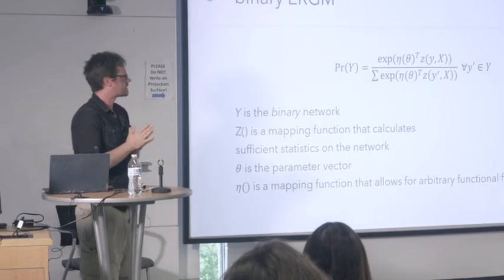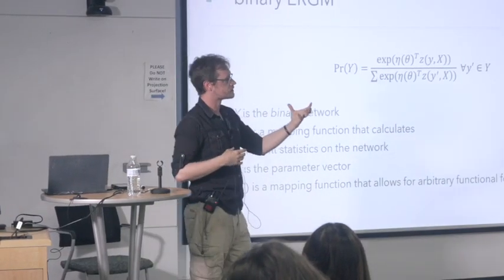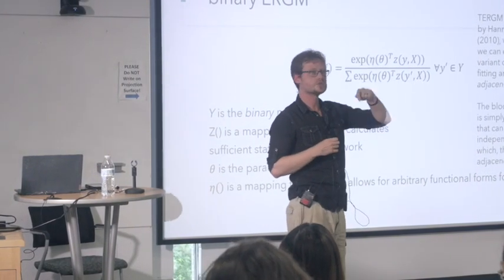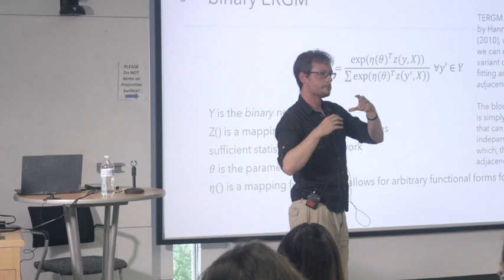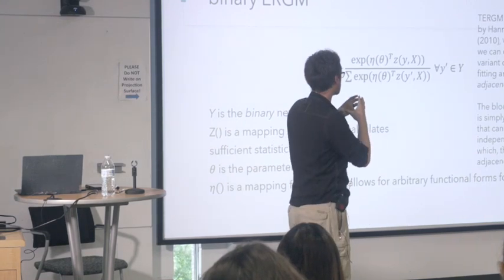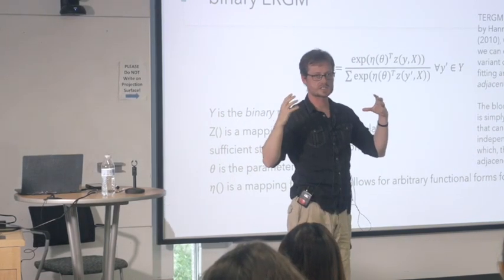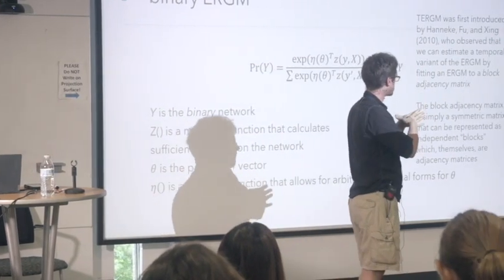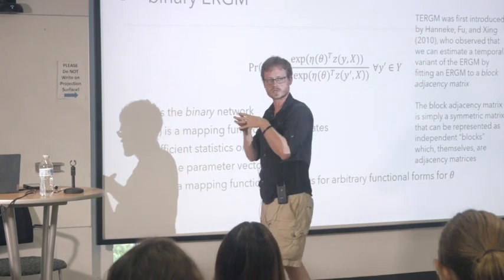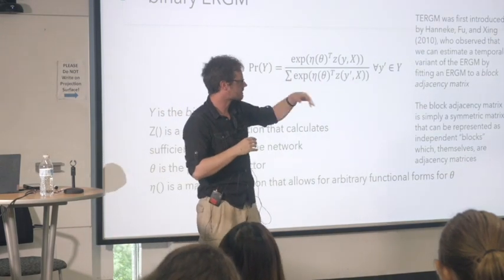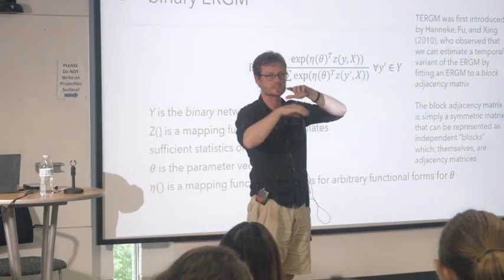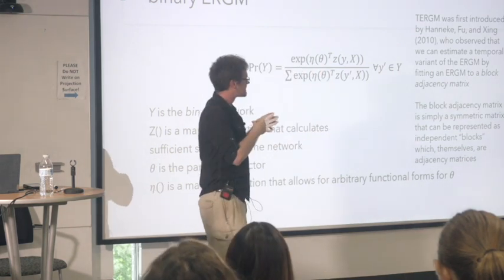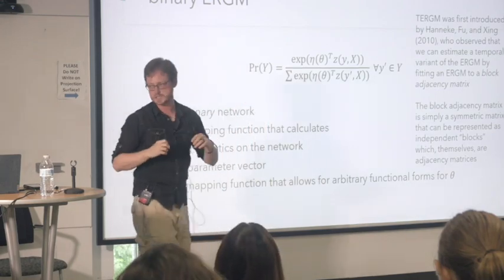When we get to the dynamic case of TERGM, what we're actually going to do is extend this basic framework for cross-sectional data to the longitudinal setting. At its heart, we're just expanding our adjacency matrix. In the world of ERGM, we're arranging our data into an adjacency matrix. If we have this limiting case of a triadic network, it's going to be a 3x3 adjacency matrix. And in a TERGM, we're essentially expanding this to what's called a block adjacency matrix.